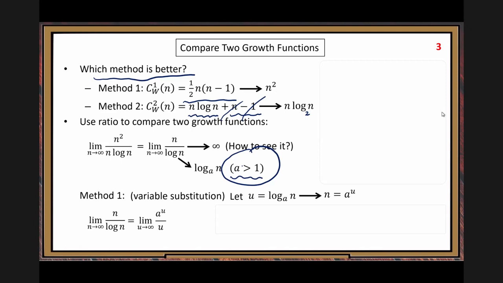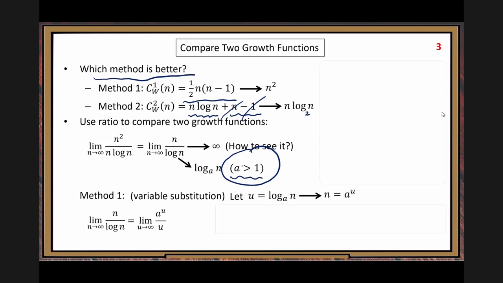Have you heard that the exponential function always grows faster than any polynomial function? People call it exponential growth. Exponential growth is always faster than polynomial growth. Eventually, it will beat all other polynomial functions.